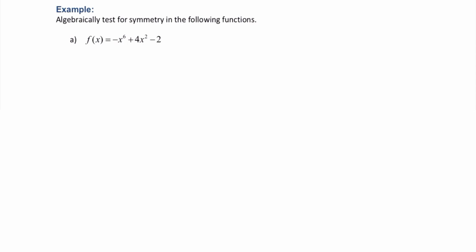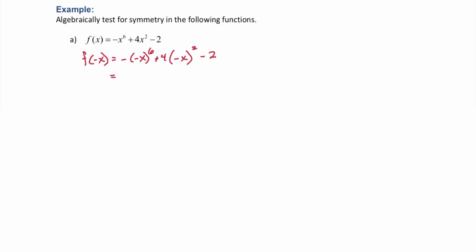Let's algebraically test these functions for symmetry. To do that, we'll test if they are even or odd. To do that, we plug in negative x. So first we have negative x to the sixth plus 4 times negative x squared minus 2.